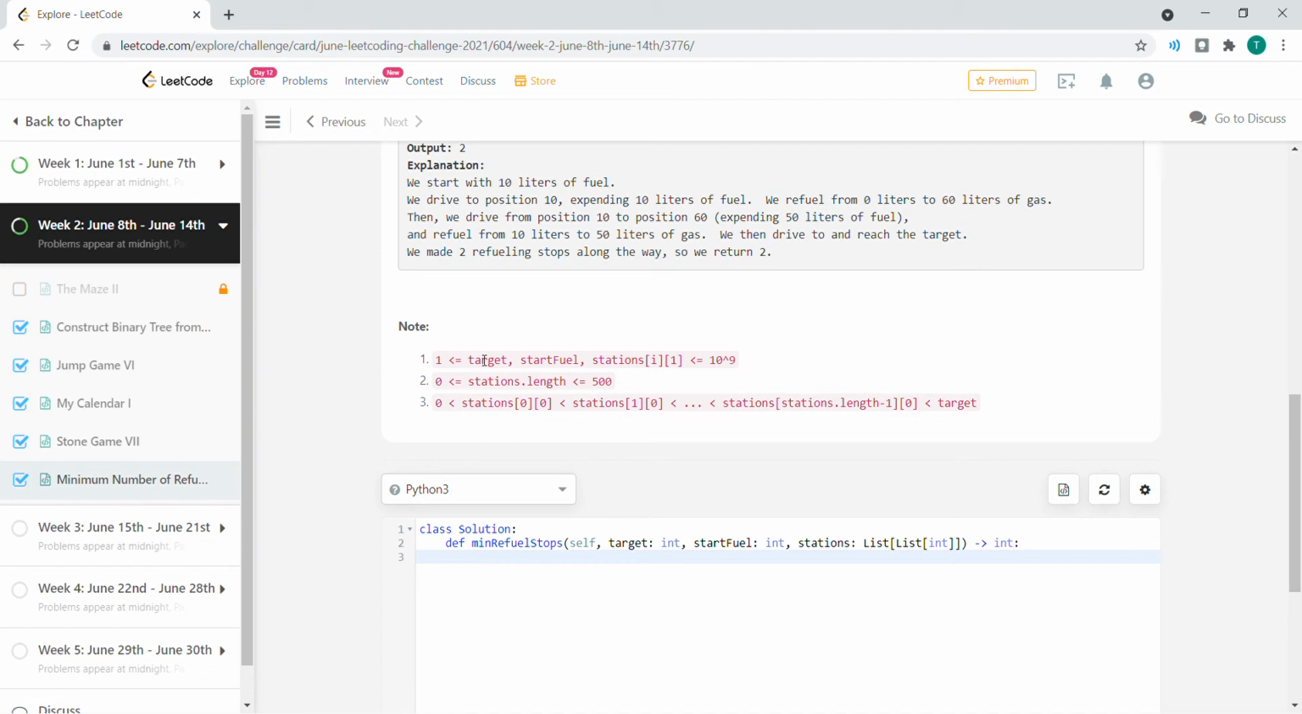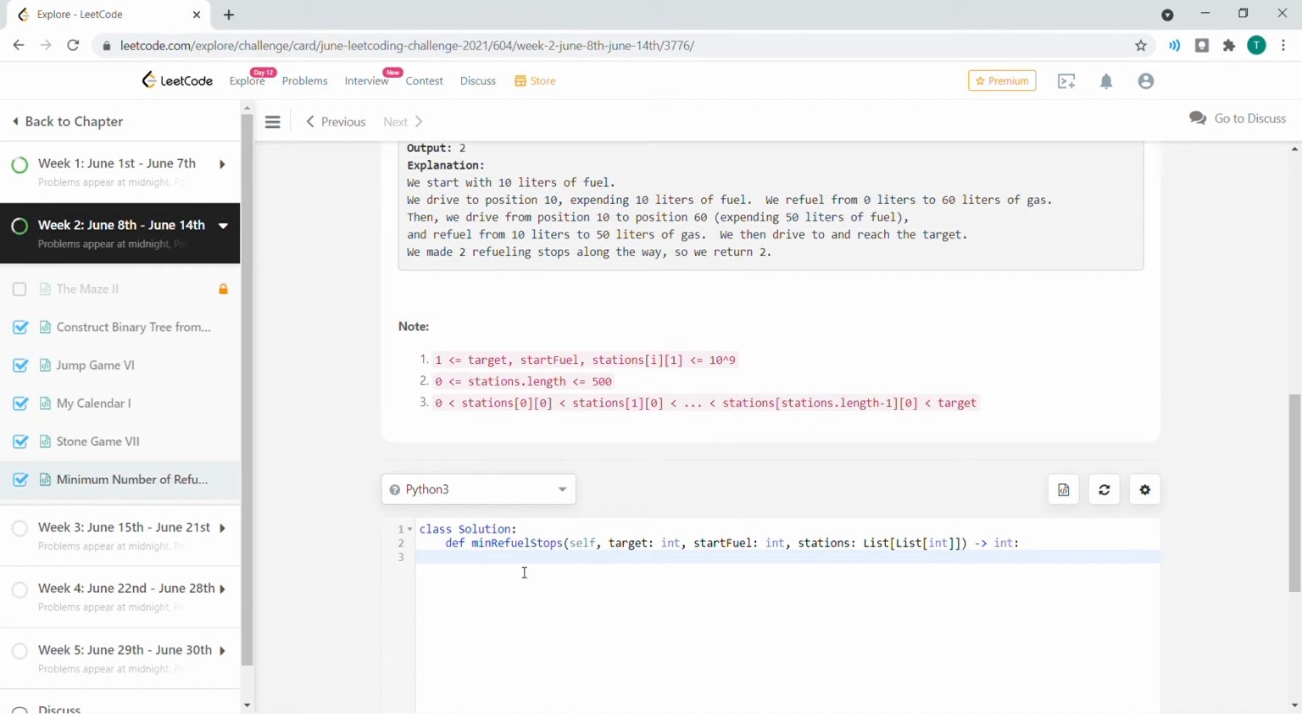So it'd be a good idea to store the fuel capacity of the gas stations in a maximum heap, so that every time you will always have the most optimal amount of gas to refuel from your previous, I guess, passing of the gas station.